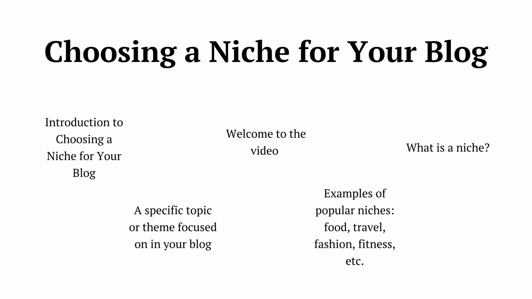I'll give you a quick definition of a niche, okay, just to make you clear on what a niche is. So, a niche is a specific topic or theme that you focus on in your blog. For example, some popular niches are food, travel, fashion, fitness, and so on. So, choosing a niche for your blog is important because it helps you in a couple of ways.